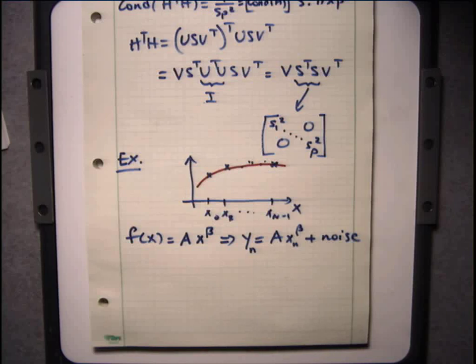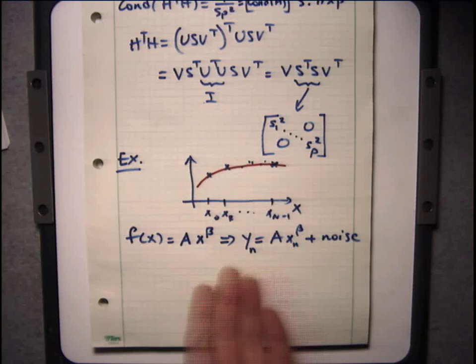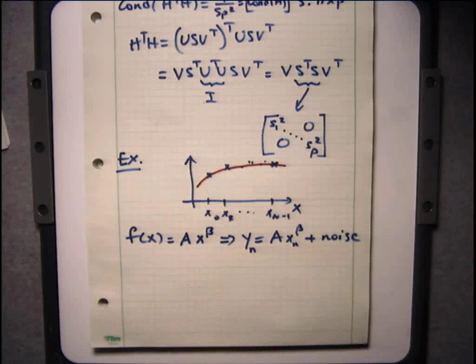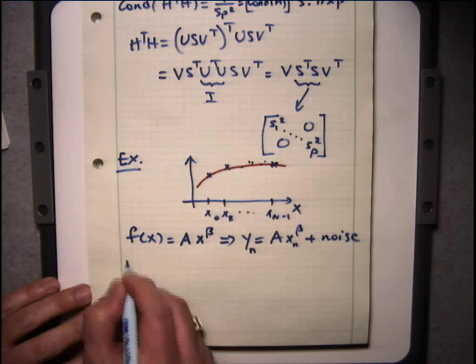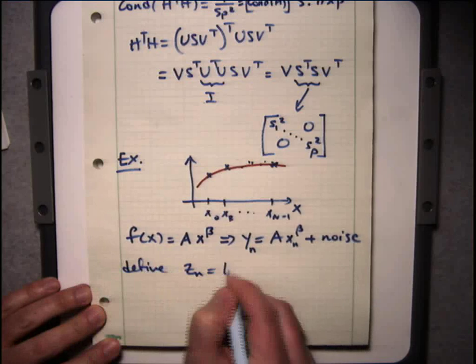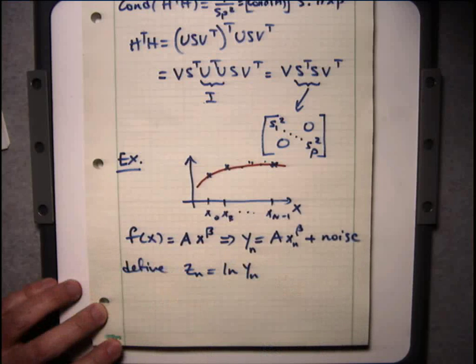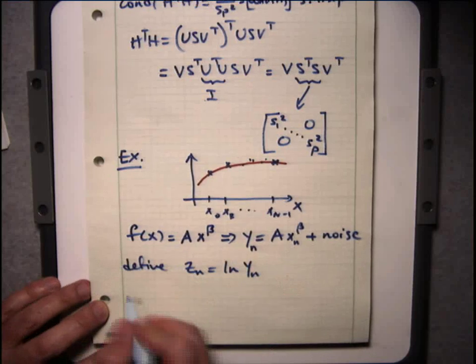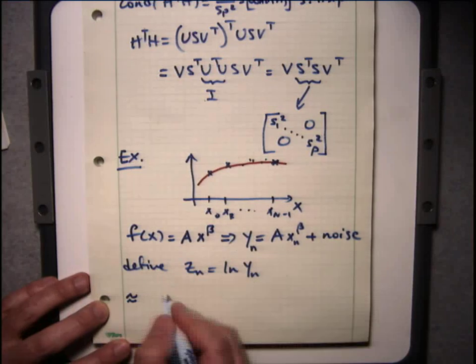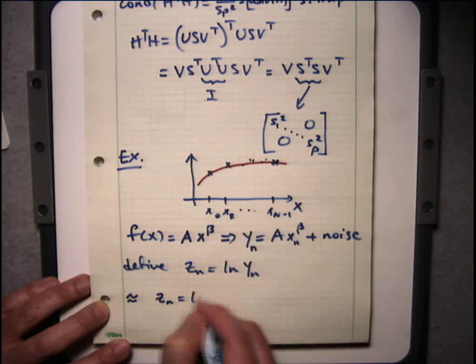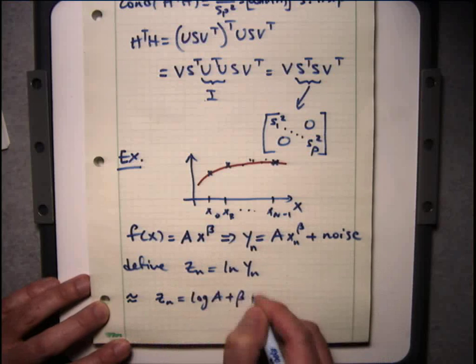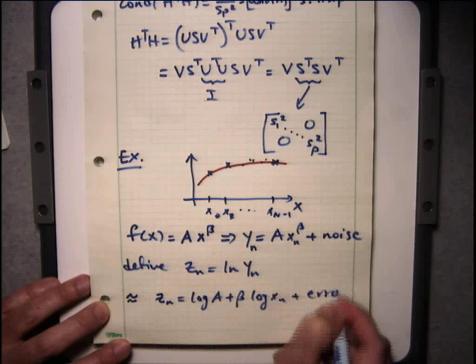So again, this doesn't look like a linear model. This certainly doesn't look linear in A or in beta. But if you're willing to play around with this equation, you may in fact be able to make it into a linear model with a slightly different definition of noise. So imagine we do the following. We define Zn to be the log of Yn. Okay. Then what we can do is to approximately rewrite this model as Zn is log of A plus beta times log of xn plus some other error.